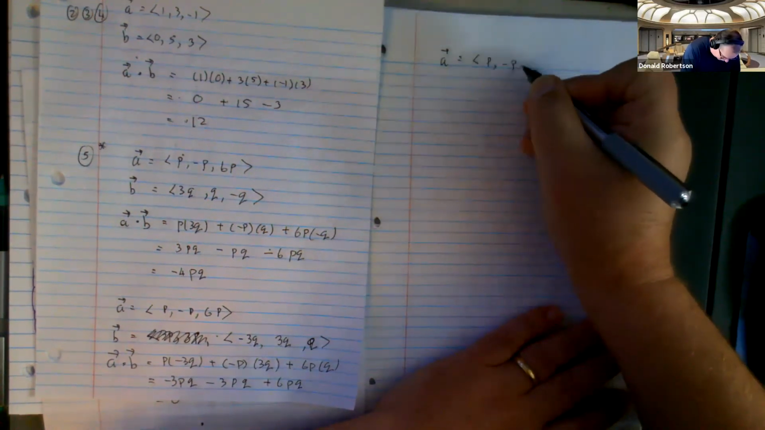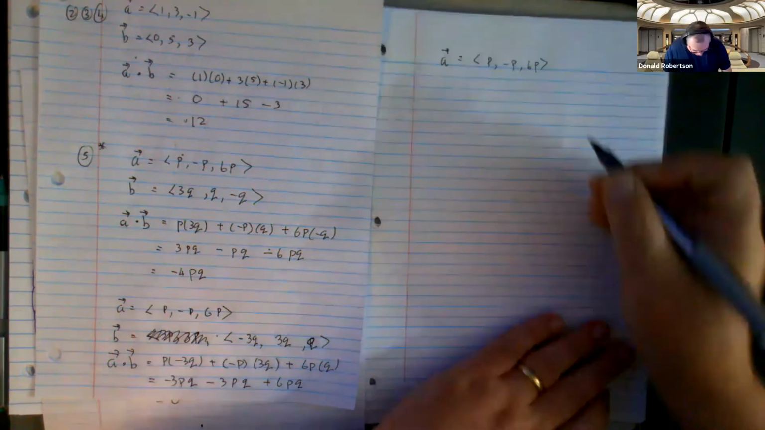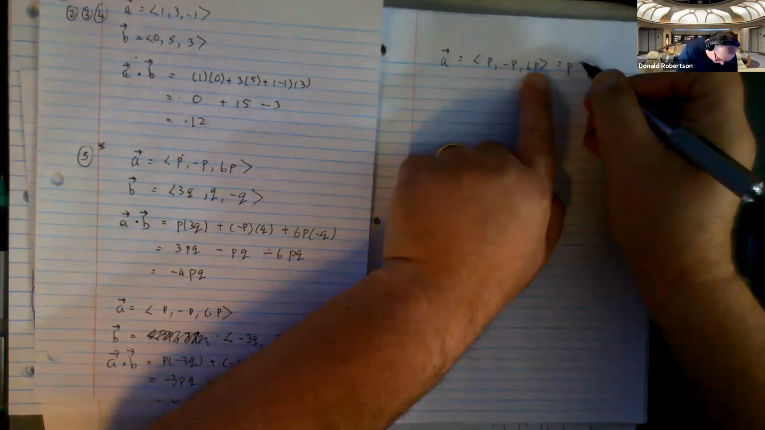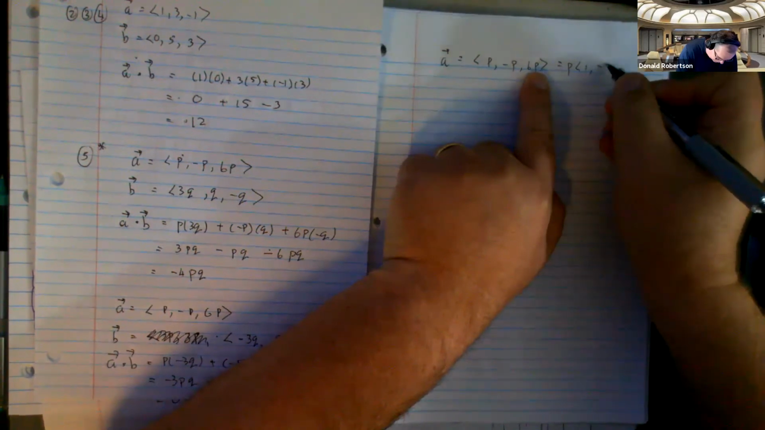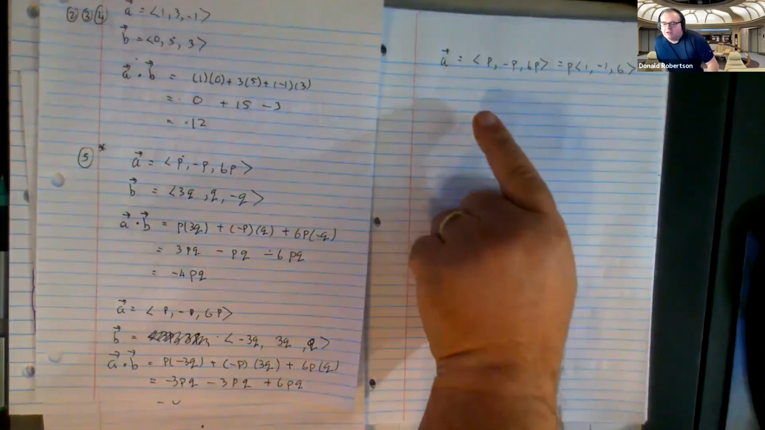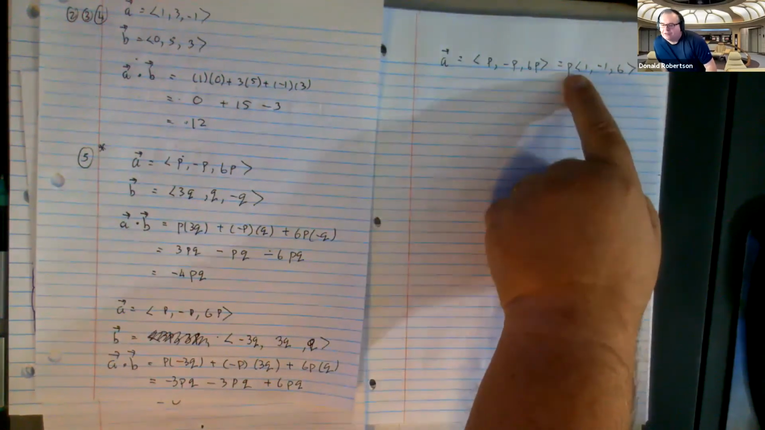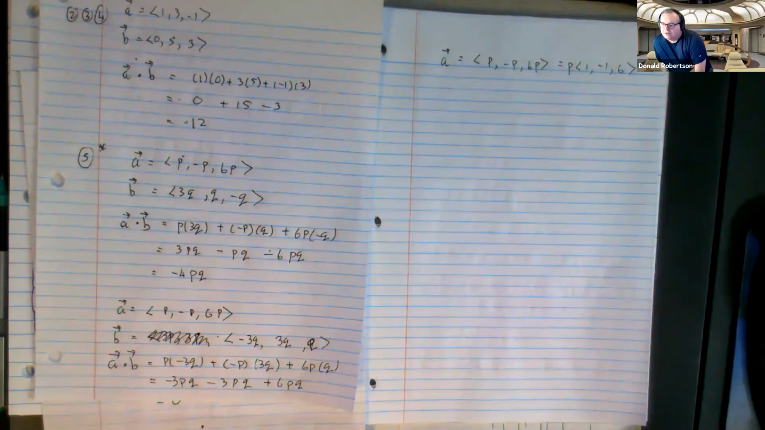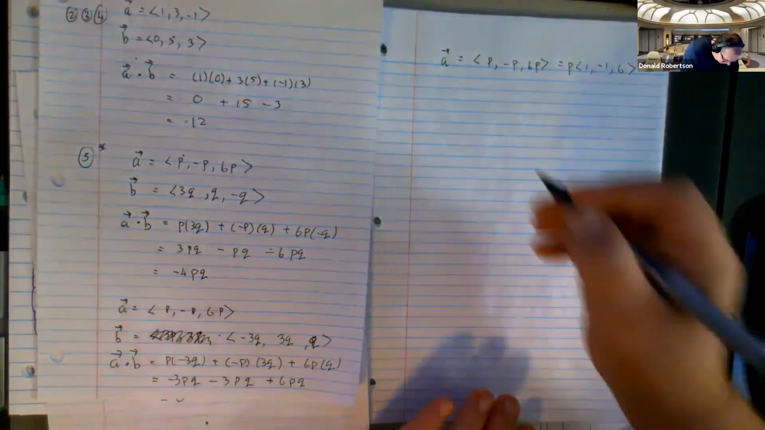Here is the first one. Do you notice that they all contain a common factor of p? So you can actually pull it out like that. So isn't the vector A just some multiple of the vector 1, negative 1, 6? Would you agree? That vector A is just some multiple p of 1, negative 1, 6, right? Like 5.5.